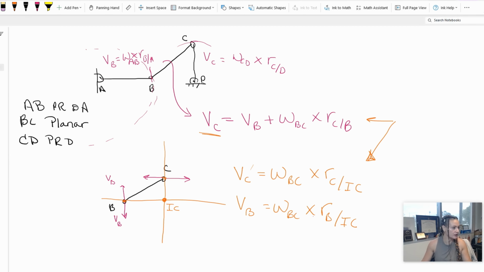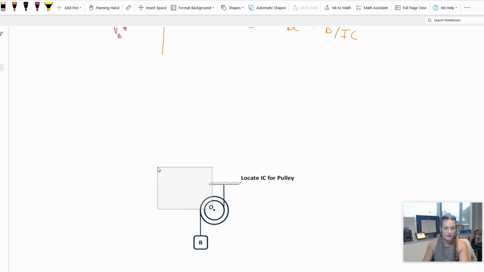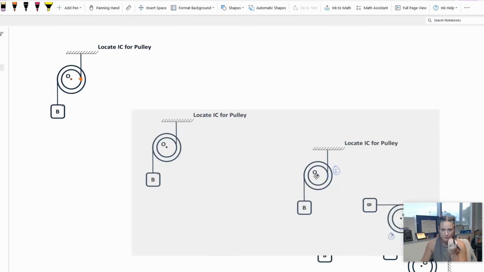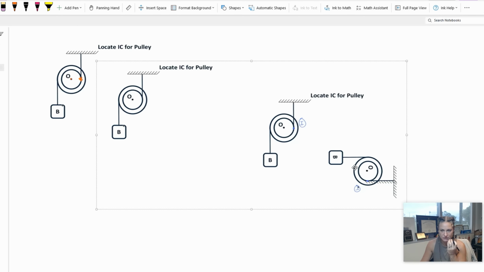Can you guys tell me where the IC is on this one? If I asked you, where's the IC of the pulley? Where would you say? Again, a lot of students go for this point. It's not. It's actually going to be right here. And think about it. Think about the example we did before of a wheel. That was in my previous video. But if you take this and you just turn it, it's like it's rolling down a street. So really your IC is going to be there. Okay?